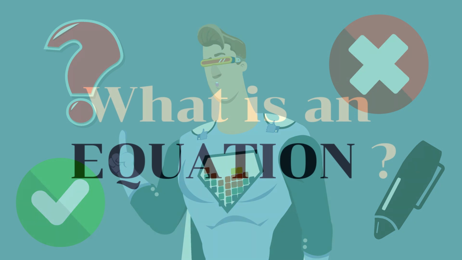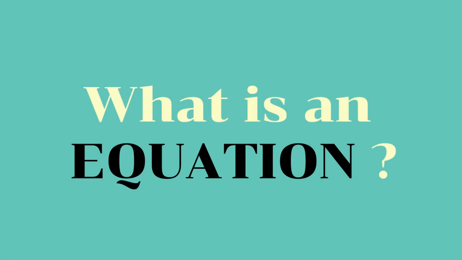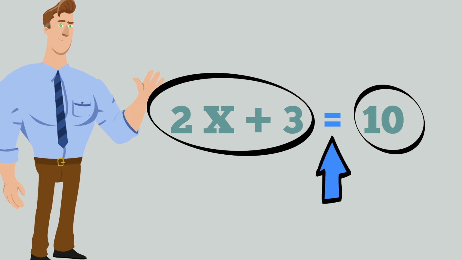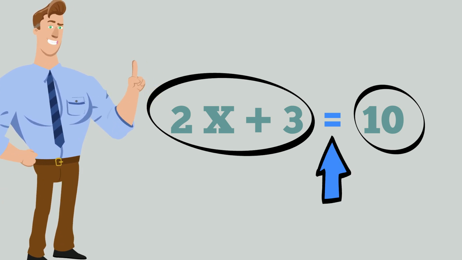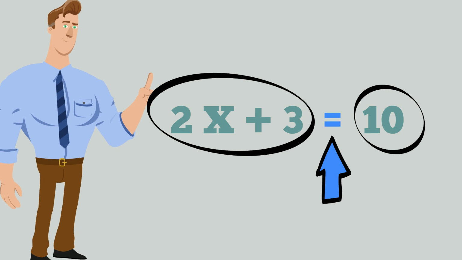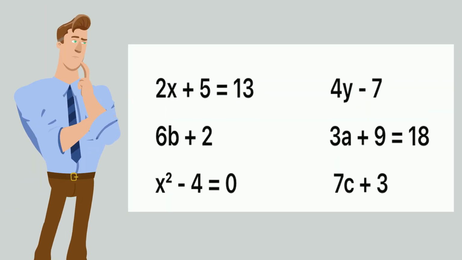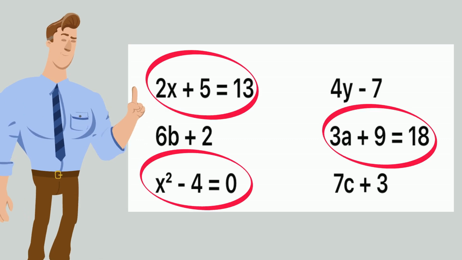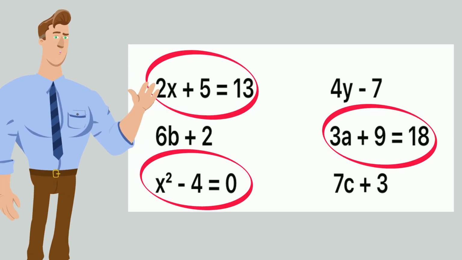Let us get started. Firstly, what is an equation? An equation is a mathematical statement that has two sides separated by an equal sign. So all you need to look for is literally this equal sign in between the two sides. Can you tell which ones are equations? Well done. The common thing between the answers is that all of them have equal signs.